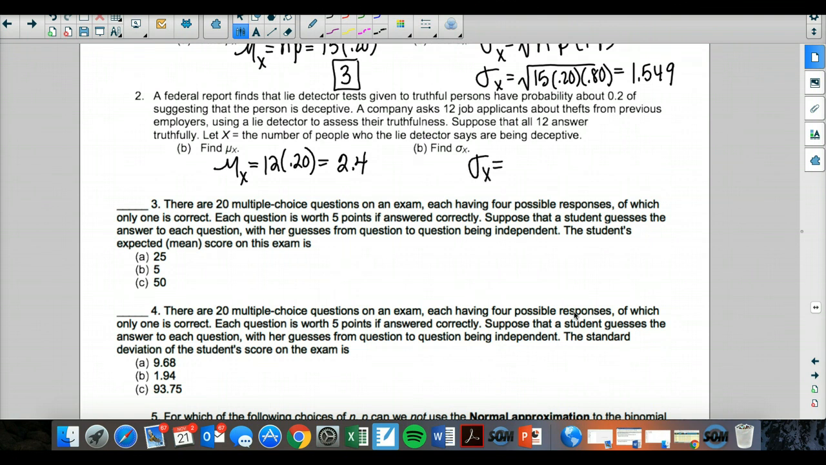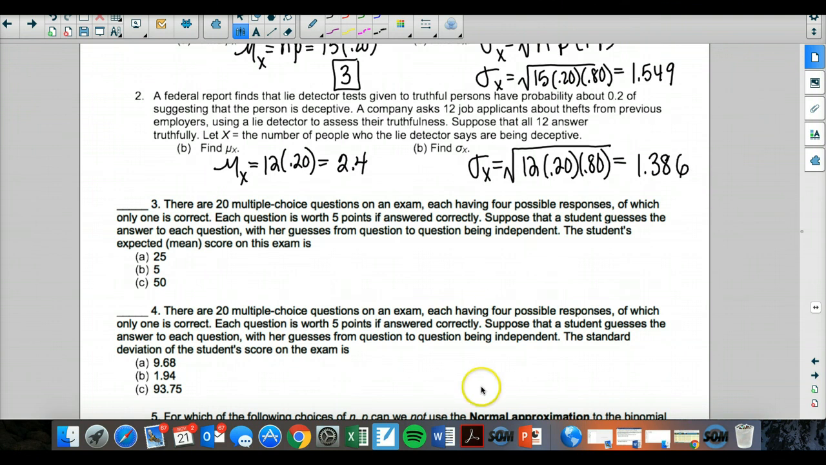Standard deviation of x is the square root of 12 times 0.20 times 0.80. So I have 1.386.